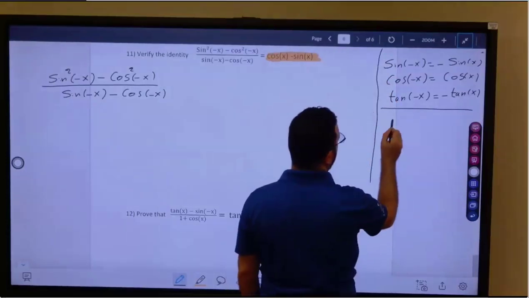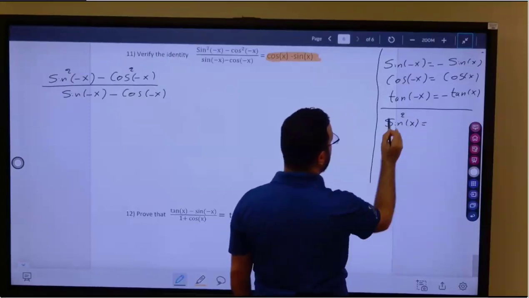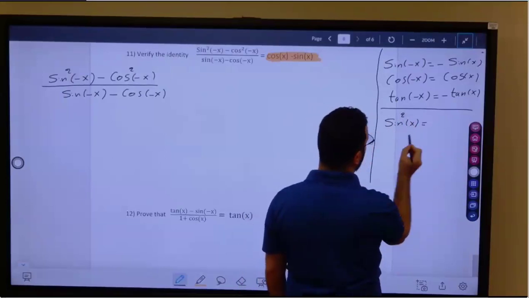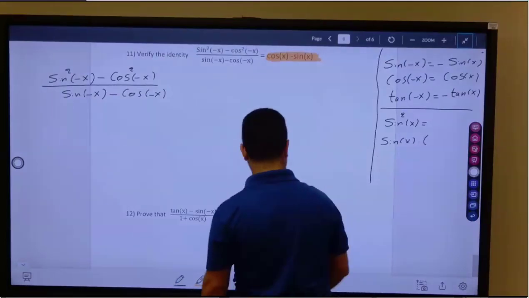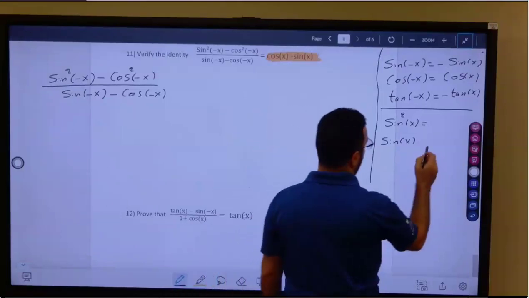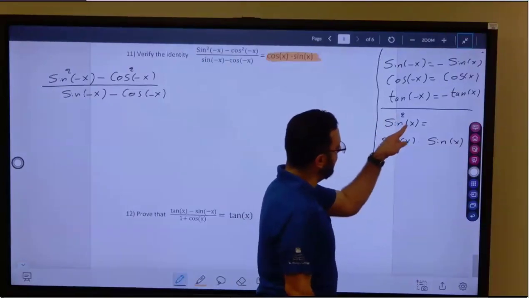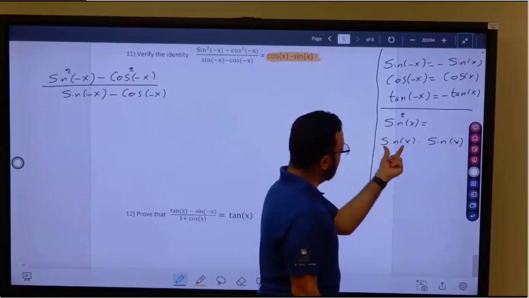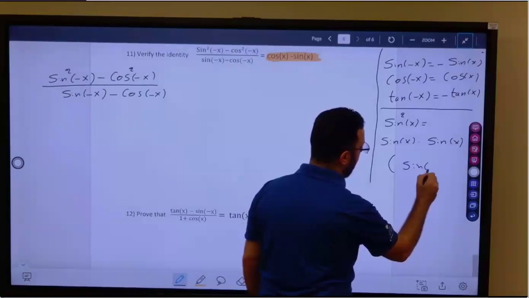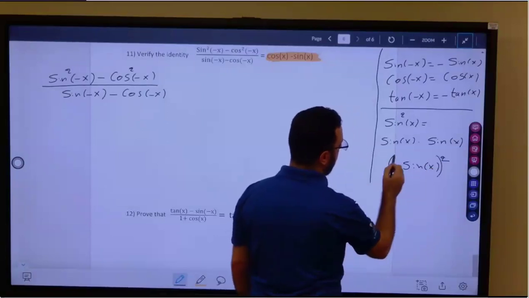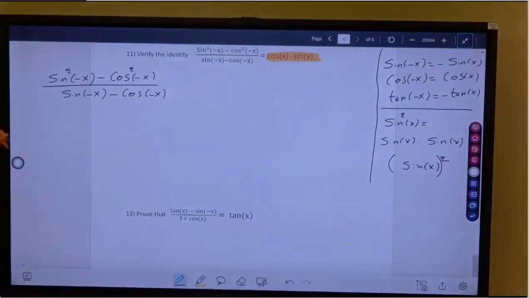Let's check again. The second part, sine squared x. The square is for the sine, not for the angle. So this is the same thing as sine x times sine x. The square is for the sine, not the x. The x is an angle. That means it's the same thing, sine x times sine x, which is sine x squared. The square is for the sine, not for the angle. So I can use this here.